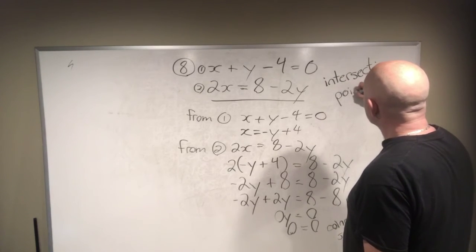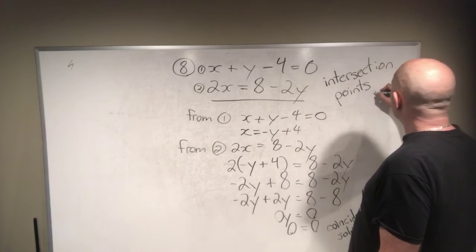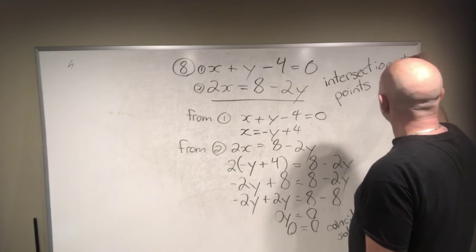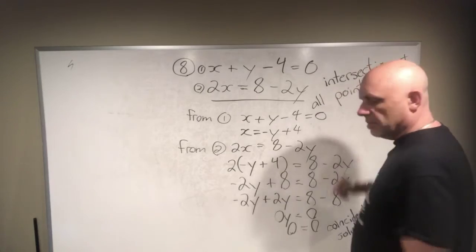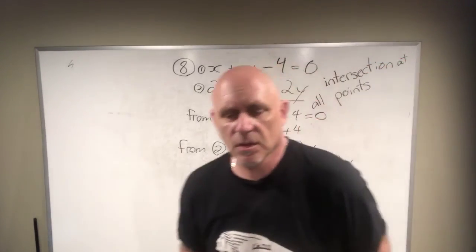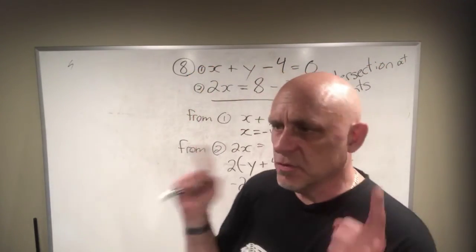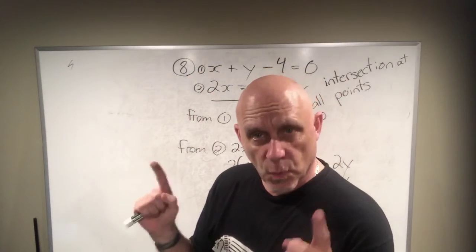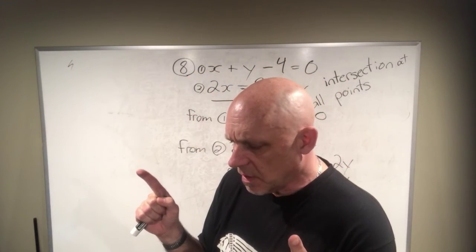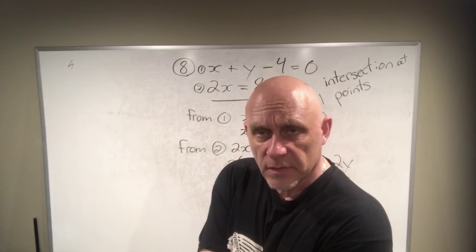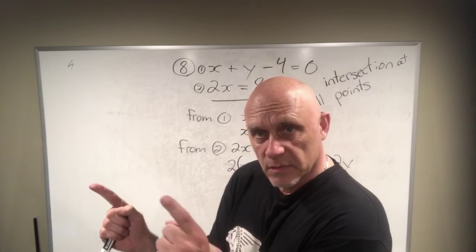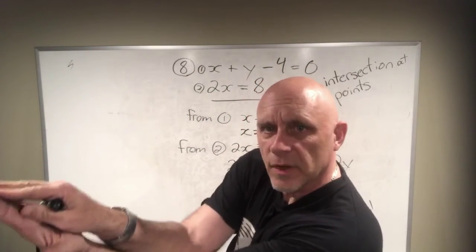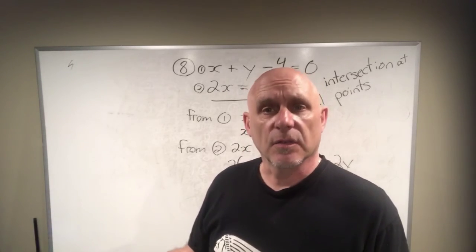And when you think of that, there's only 3 possibilities. You have 2 straight lines, and they're in one plane. They're either going to intersect at one point, or no points, they're parallel, or all points, one's on top of the other. These are the 3 results.